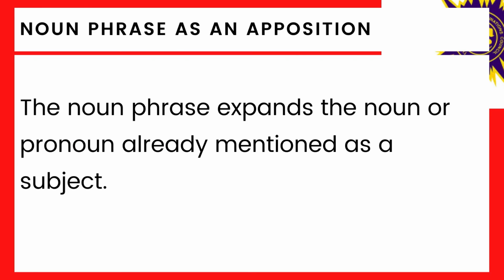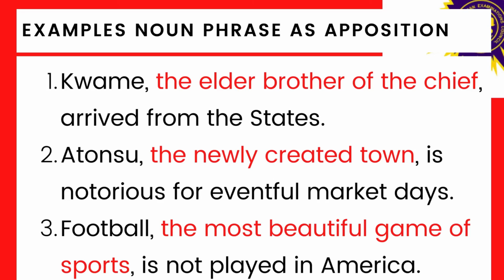And lastly, a noun phrase functions as an apposition. As an apposition, we are saying that the noun phrase expands the noun or pronoun already mentioned as a subject. In other words, the apposition exists to add more meaning or more information to the subject of a sentence. For instance, Kwame, the elder brother of the chief, arrived from the States. Our noun phrase in focus is the elder brother of the chief. Because the elder brother of the chief expands on the subject Kwame, that noun phrase functions as an apposition to the noun Kwame.